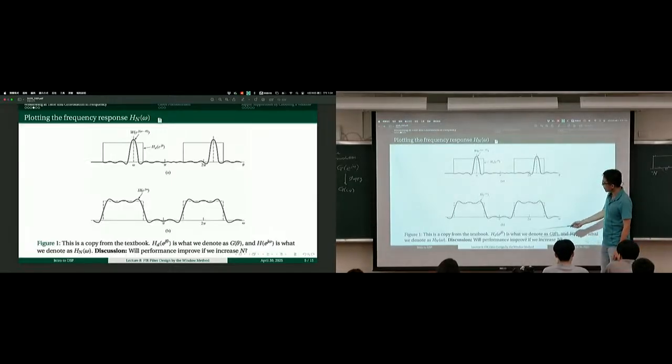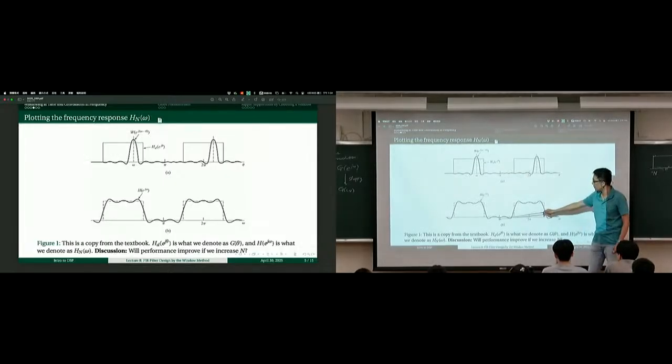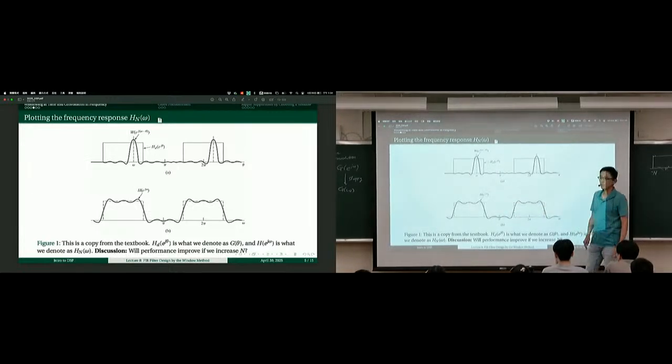Let's jump to the final outcome. Now you see this curve. That's the result of convolving the ideal response with the Fourier transform of the window in the frequency domain. The result looks like this for this particular example. As you see, there are ripples in the pass band, and there are ripples in the stop band also. So that's the result.